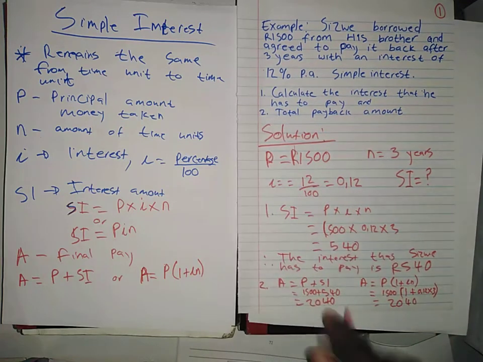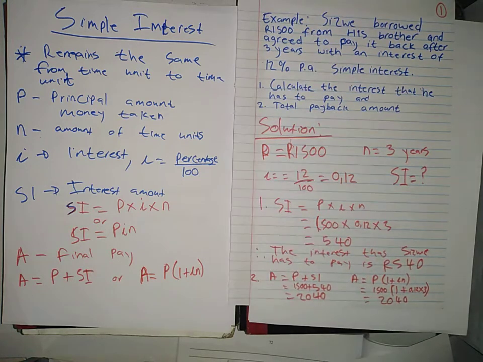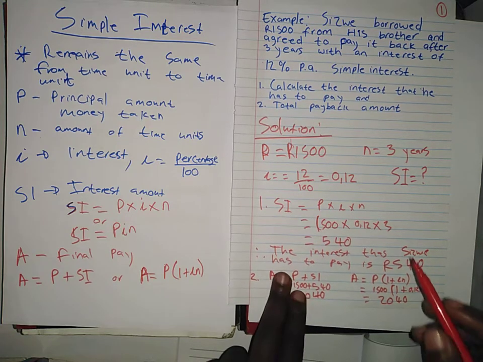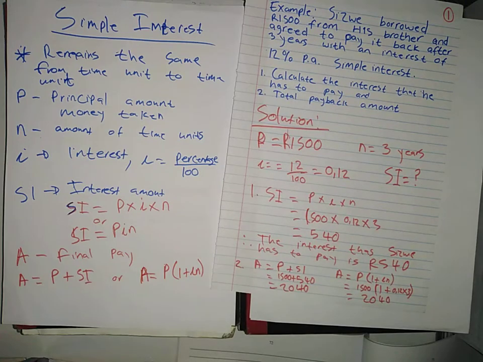2,040 rand. Okay, now I don't have a space here, but remember what I said earlier. After you've got this value, go back and then answer the question in the context of the question that was asked. So in this particular case, how would you say it? Let's just create a small space here so that I can answer it.